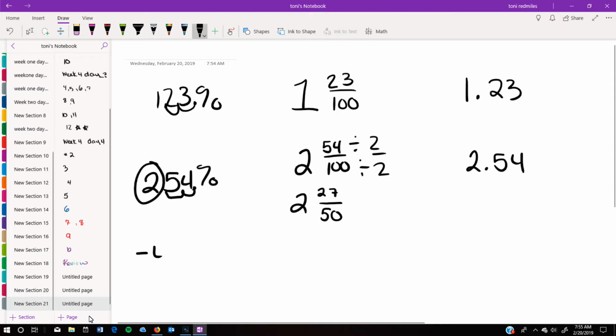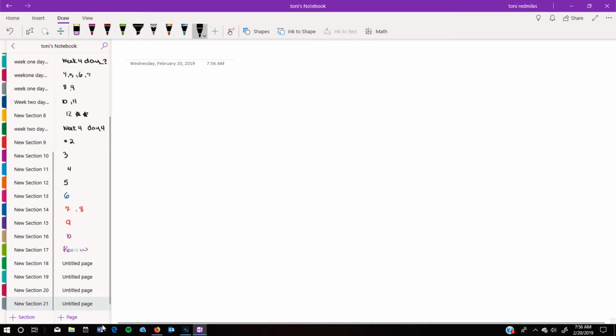All right, and negatives are just as easy as putting that negative in it. So this is 45 over 100, which reduces down to 9 over 20. And I just throw that negative in there. And then as a decimal, we already did this one. It's 0.45, but it's negative. That's all I change is the negative sign.